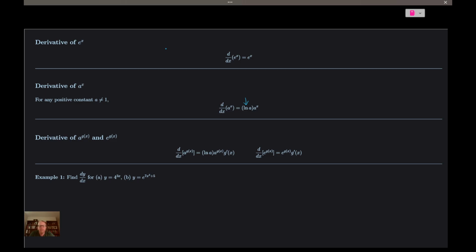Then these, I won't spend a lot of time on these, because these are just things that we need to do some problems with and memorize the formula more than anything else.